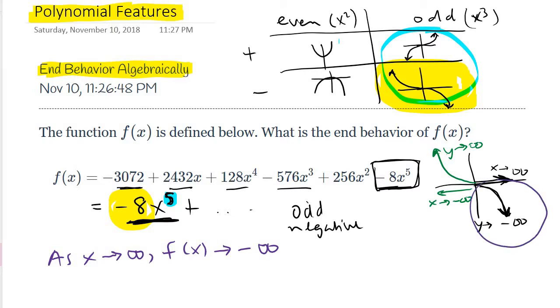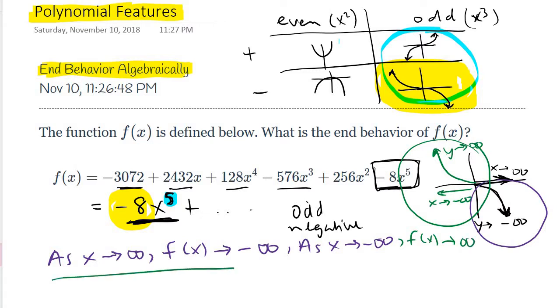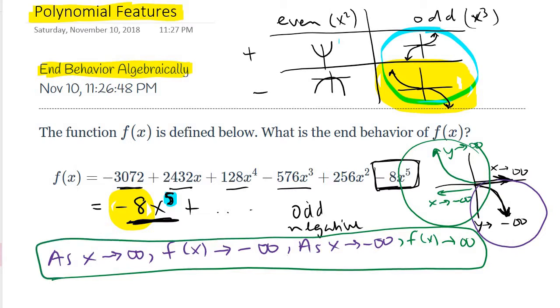Then the left side will be: as x approaches negative infinity, that's the left side. I'm going to circle in green. This is the left side. f of x is approaching positive infinity. This is the answer that you're going to pick. In this assignment there is a multiple choice, and that's how you analyze it.